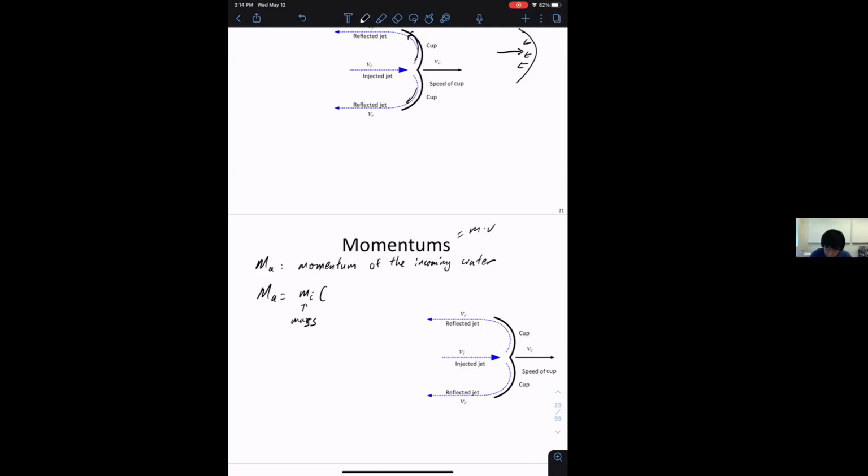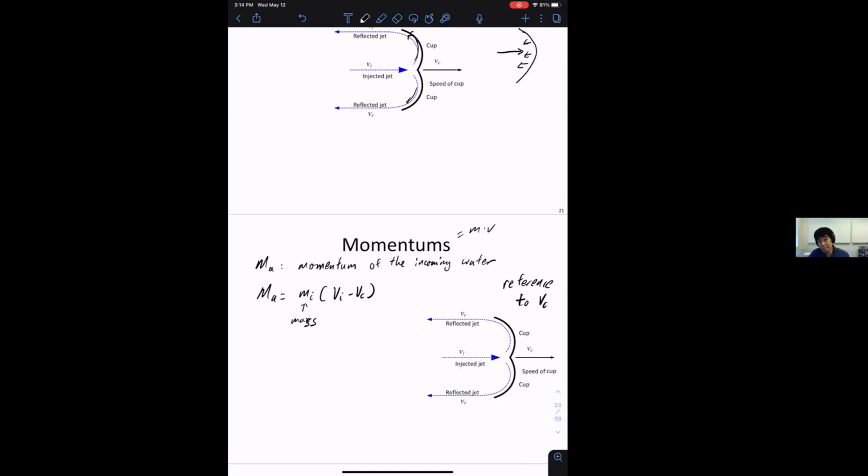So here what we'll do is reference to VC, because the cup is moving, we're hitting this moving cup. So this is VI minus VC. VC is moving this way, we have VI coming in, so the difference in speed. Our momentum is really the mass times the difference in the speed. Because if VI is exactly equal to VC, there'll be no momentum from the cup's perspective.